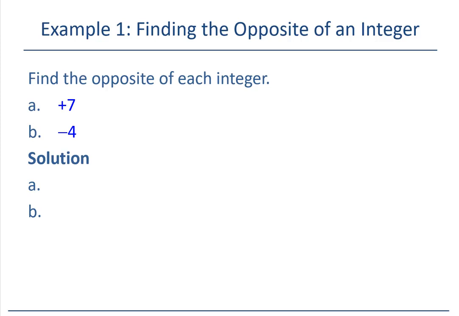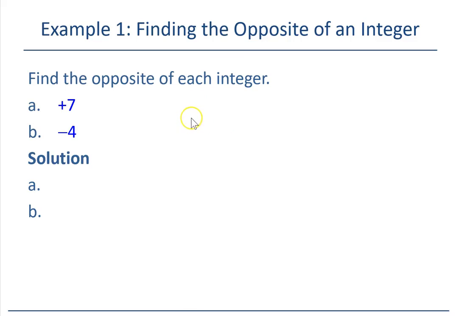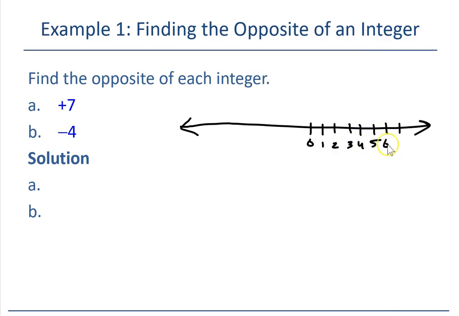Okay. Find the opposite of each integer. Well, remember, the opposite is going to be whatever is opposite on a number line. So let me get my pen out here. Let's draw us a number line, as good as I can here. Let's put 0. Remember, on one side you're going to have 1, 2, 3, 4, 5, 6, 7. Going in the other direction, you're going to have 1, 2, 3, 4, 5, 6, 7, but all of these over here are going to be negative. So you got -1, -2, -3, -4, -5, -6, and -7.